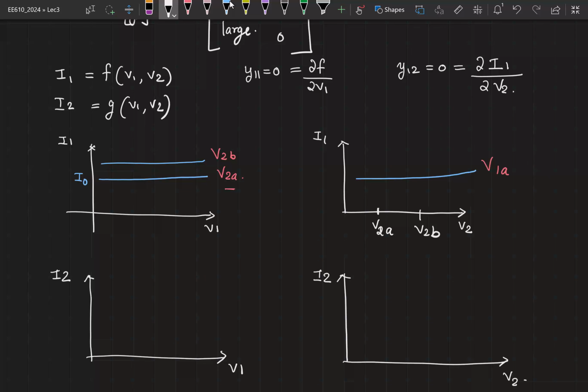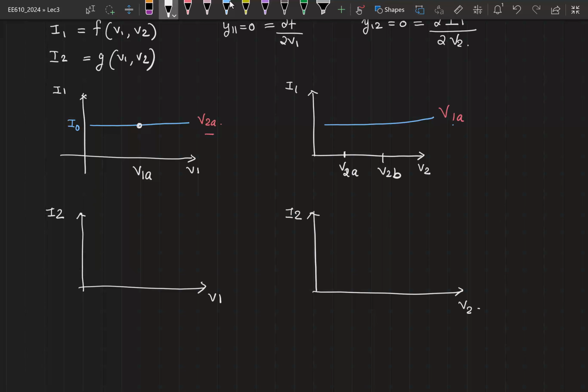It doesn't change, right? So now here, for the same V1A, if I go from V2A to V2B, should my I1 change? It shouldn't change, right? So I wouldn't get a second line here. It's just a single flat line. Is that clear to everyone? So similarly, if I go from V1A to V2B, what do I expect to see? Unchanged. You are still on the same line. Okay, good.